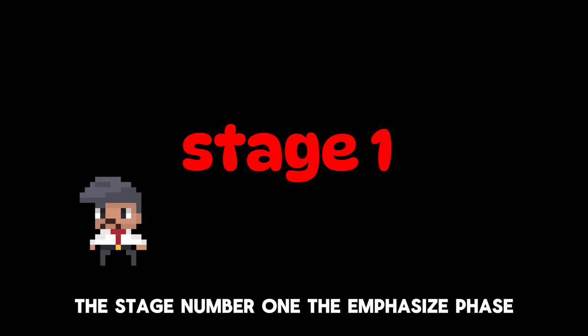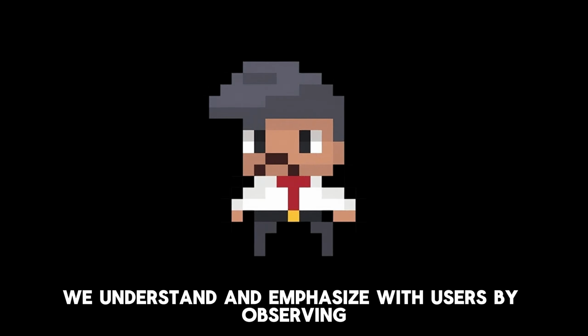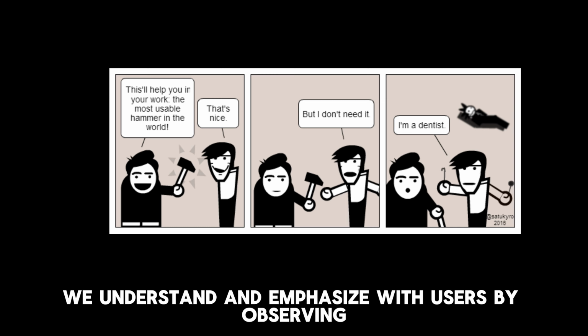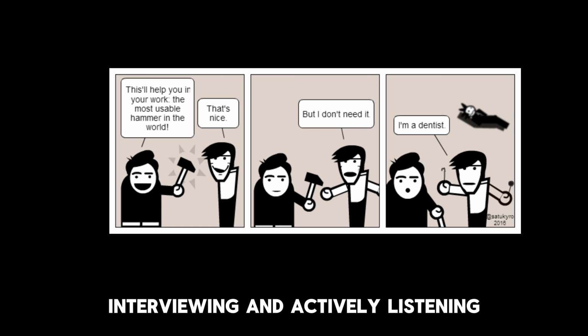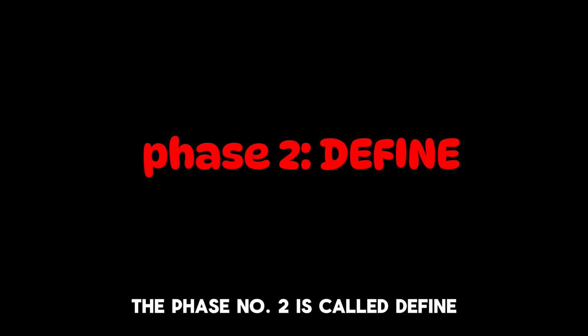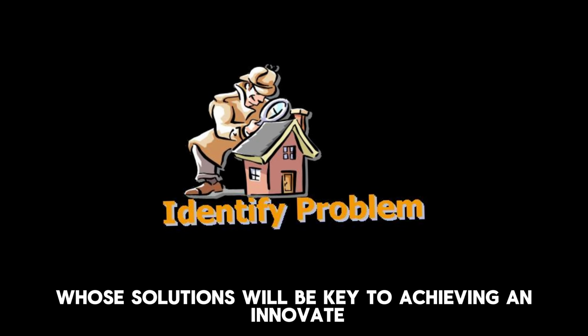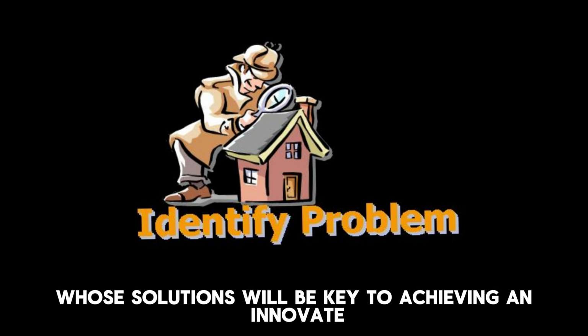The stage number 1 is the empathize phase. In this phase, we understand and empathize with users by observing, interviewing, and actively listening to identify their needs and challenges. The phase number 2 is called define. We must identify and specify the problems whose solutions will be key to achieving innovative results.